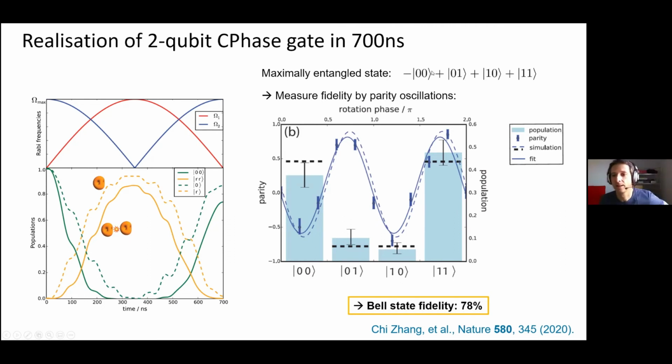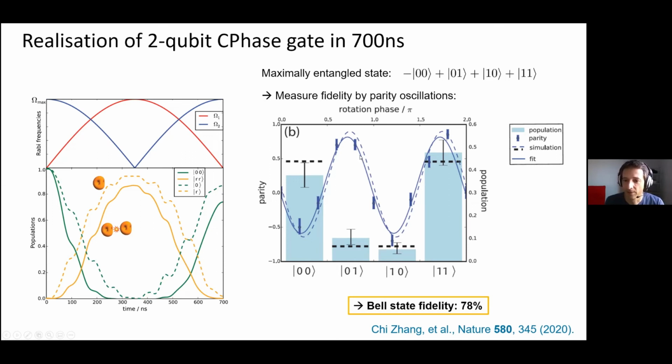And we can actually analyze the fidelity of this maximally entangled state by so-called parity oscillations. Similar to a GHZ state, you only have populations and coherences, so only four elements in the density matrix. By measuring the populations, you measure the diagonal elements of the density matrix. By measuring the amplitude of these parity oscillations, you measure the off-diagonal elements. With that, you can characterize the fidelity of your state.